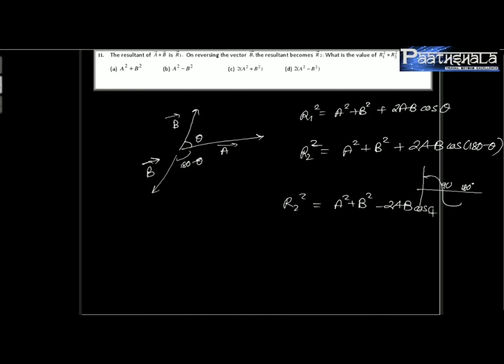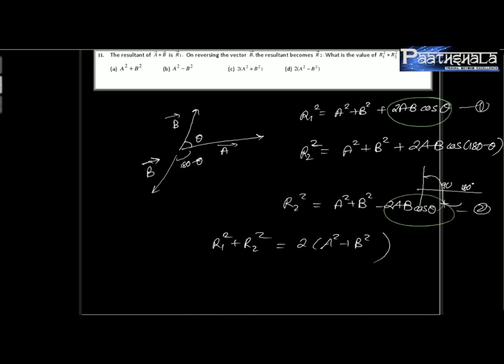Okay, if you add equations 1 and 2, you get R1 square plus R2 square. That is what has been asked. This is simply 2 times A square plus B square, because this plus 2AB cos theta and this minus 2AB cos theta is going to get cancelled after addition.